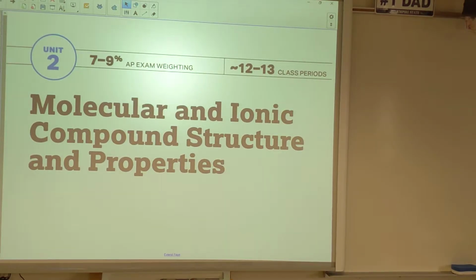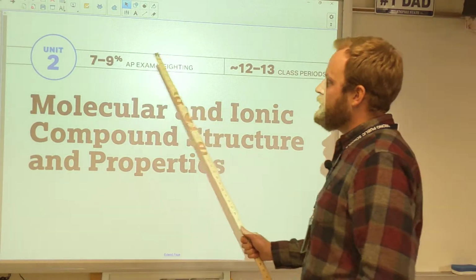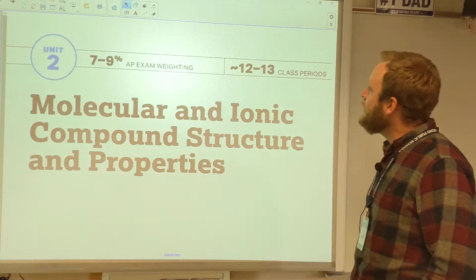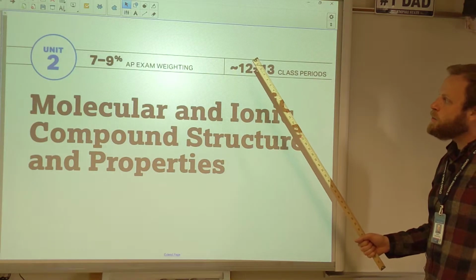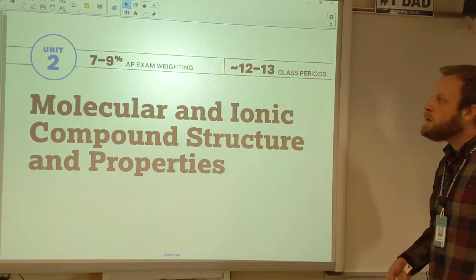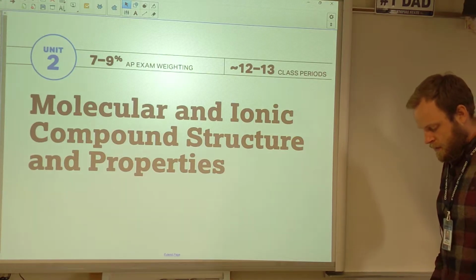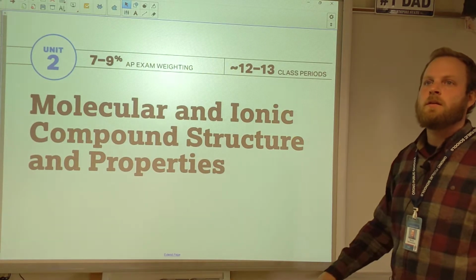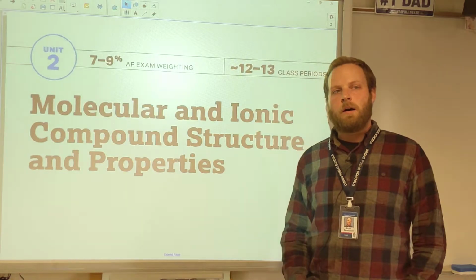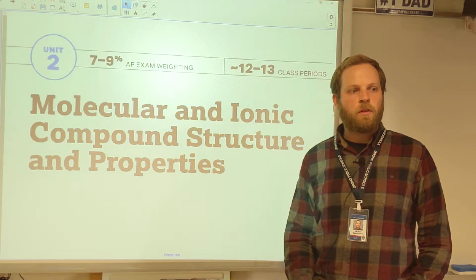New unit day here at AP Chemistry. We got unit 2 now. The unit's about 10% of the exam, and it's going to take somewhere between 2 and 3 weeks to do. There are either 7 or 8 learning targets to get through, so this will go a little bit faster than last unit.